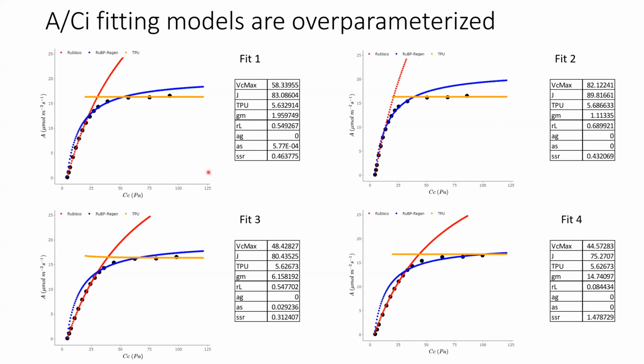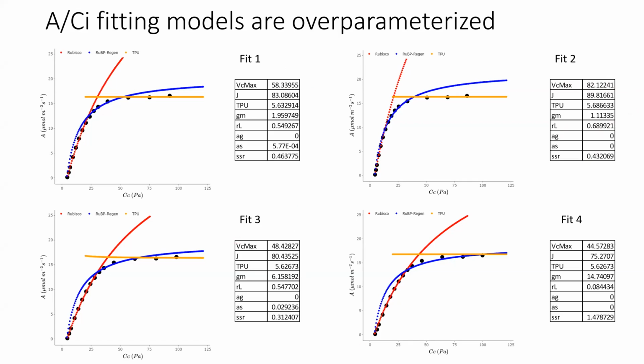And fit 1, okay, looks pretty nice. Sum of squares residuals is 0.46. Looks like a great fit, right? Vcmax of 58, gm of almost 2. Looks pretty good. Here's fit number 2. Only thing that's changed is the starting conditions for the fit. Sum of squares residual is 0.432. Also a very good fit. Vcmax of 82 compared to 58. Mesophyll conductance is about half.